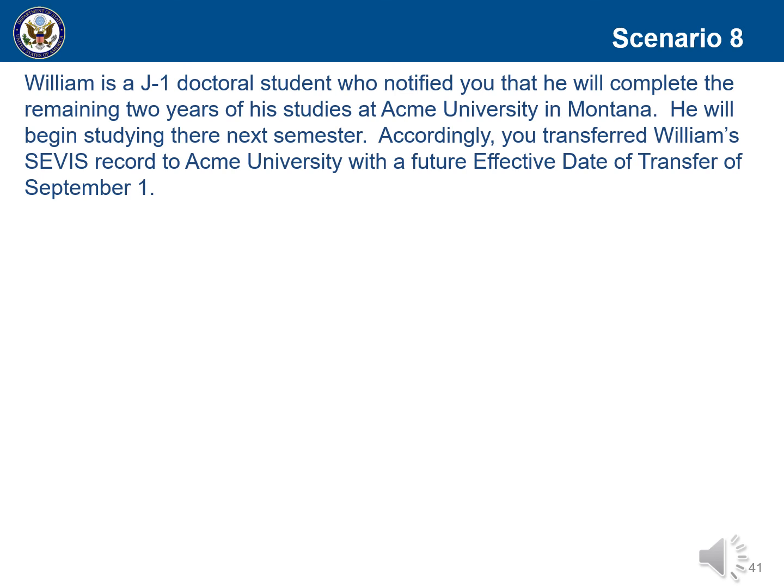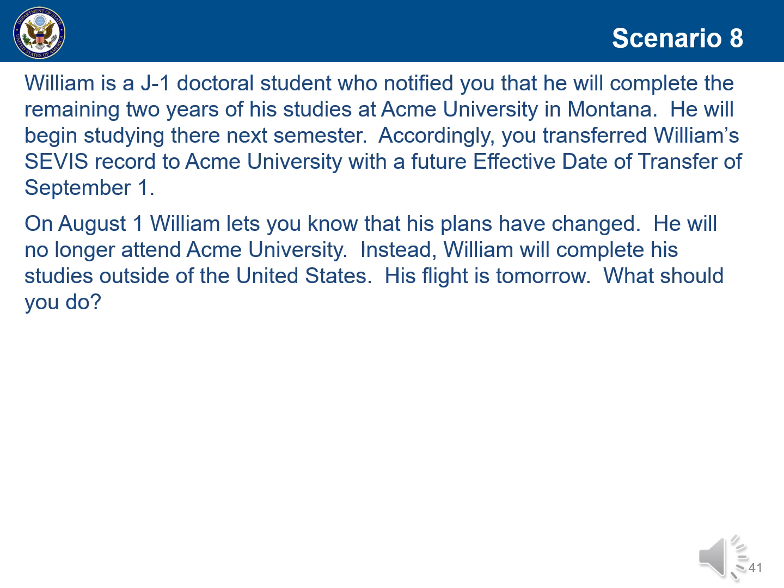William is a J1 doctoral student who notified you that he will complete the remaining 2 years of his studies at Acme University in Montana. He will begin studying there next semester. Accordingly, you transferred William's SEVIS record to Acme University with a future effective date of transfer of September 1. On August 1, William lets you know that his plans have changed.